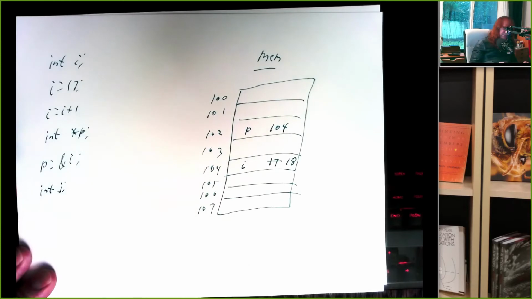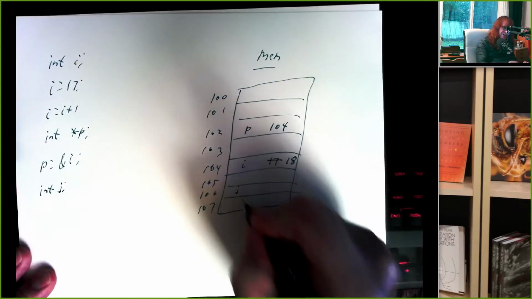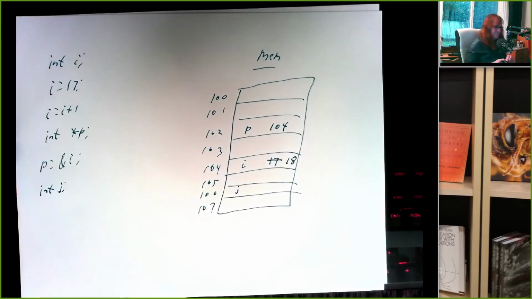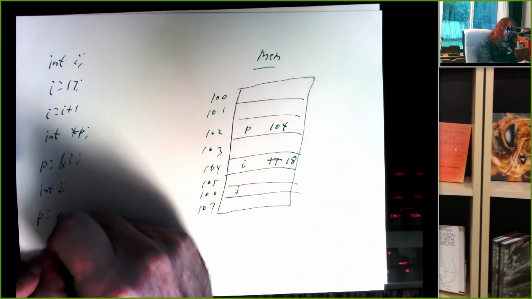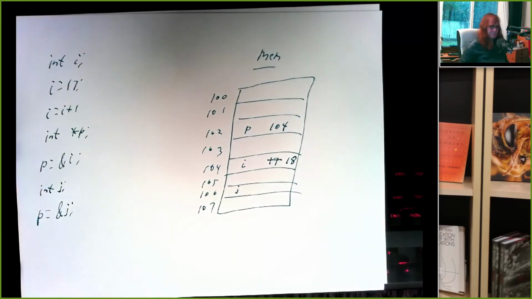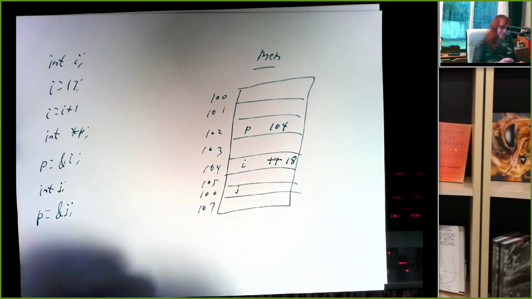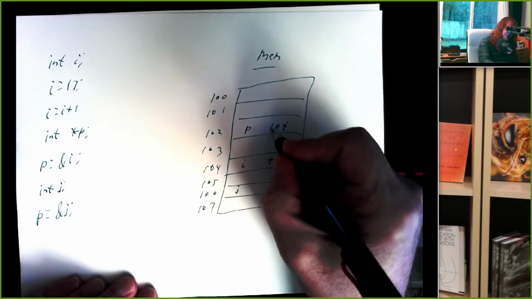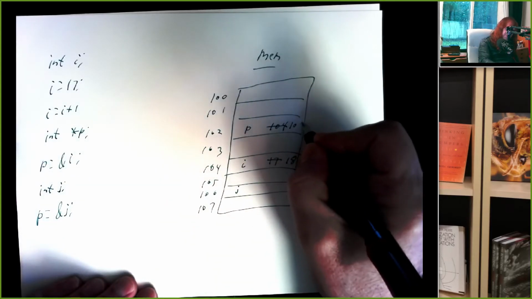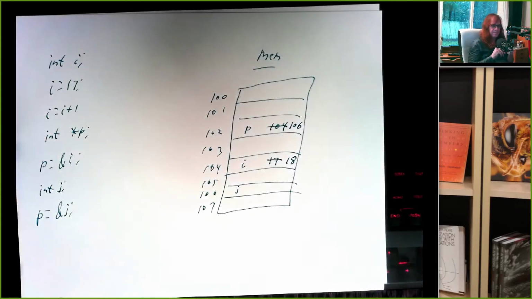Let's make an integer j, so maybe j will get stored down at location 106. And now if I say p equals address of j, the compiler will say, okay, j is stored at location 106. I'm going to set p equal to 106. Well, p is stored up here at location 102, so it's going to store 106 there. All right, everybody good so far?